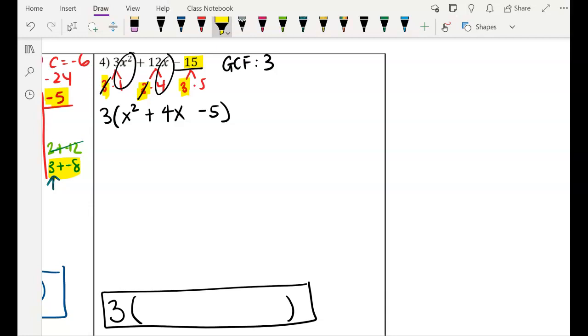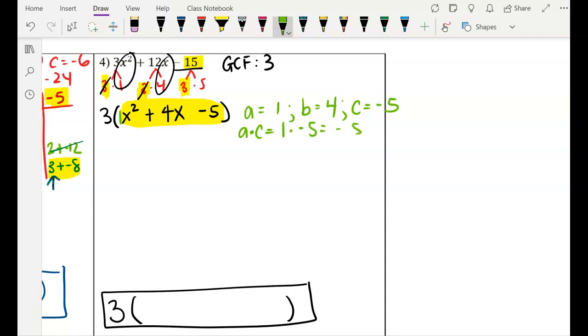We will continue to factor out these right here. Okay, so our A is 1 because right here is 1. Our B is going to be 4, and our C is going to be negative 5. Remember, we have to make a chart where A times C, so that's going to be 1 times negative 5 equals negative 5. That's going to be our chart right here.